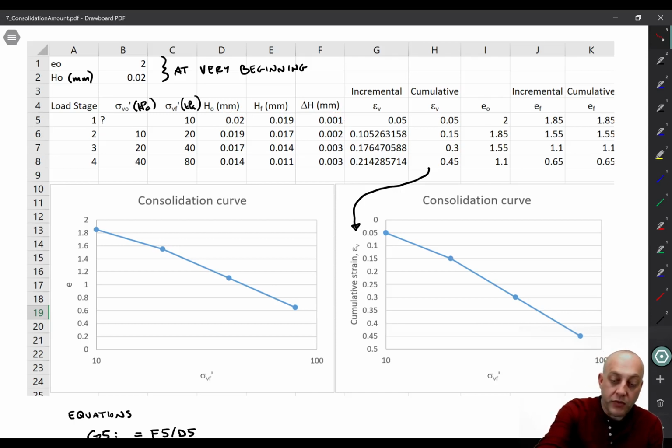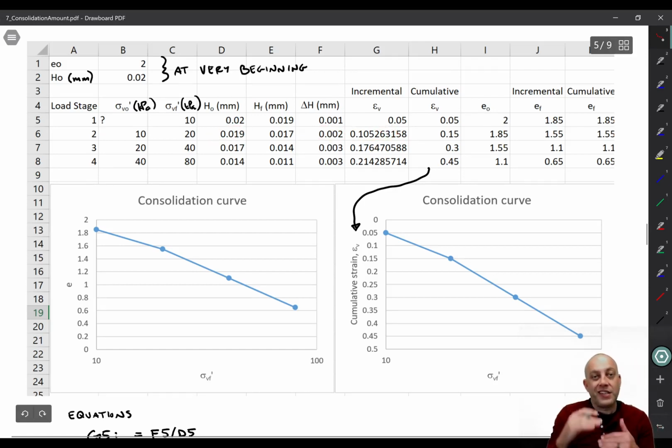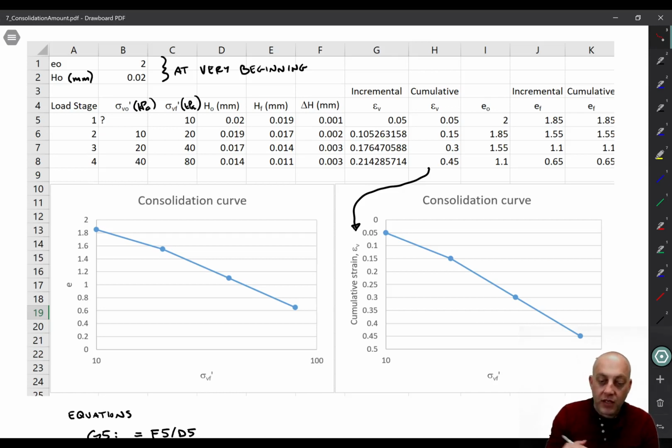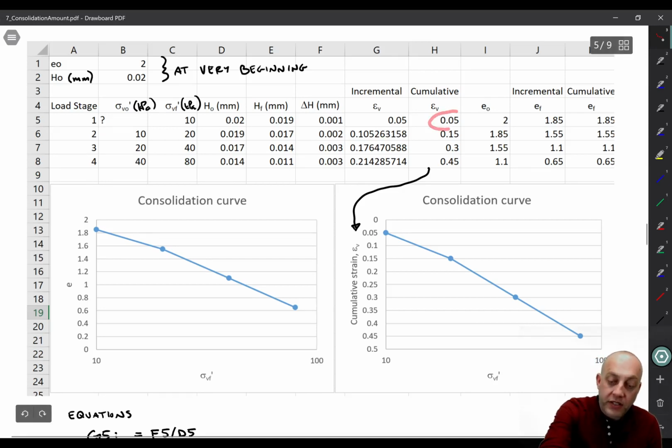If we go to G6, this cell, it's equal to the change in height divided by the initial height for that load stage. So that's the amount of vertical strain that happened during that load stage. Alright, the cumulative one is a little different, right? So there's 0.05, these two are both the same, but then they start getting different when you come down here.